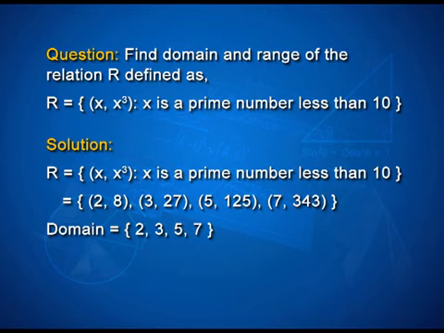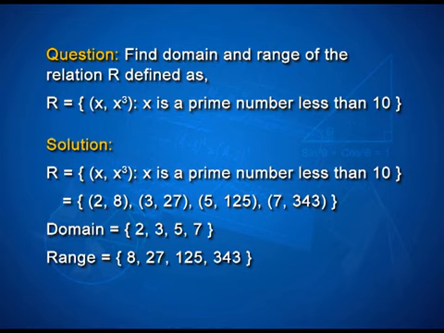What is the domain of this relation? Definitely all the 4 prime numbers less than 10, and the range, the list of all the elements that are present in the second position. So, the set consisting of them is 8, 27, 125, 343, and that collection is called the range.